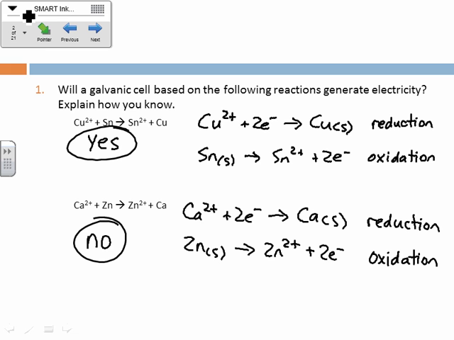Now, you could get this reaction to work by doing what? Passing electricity through it, right? Okay, so if you give it energy, then you could get this to work. You could make it work in the reverse direction. But again, the definition of spontaneous is it works without ongoing outside intervention, okay? So this one, the second one, you could get it to work through electrolysis, but it would not produce electricity. It's not a good voltaic cell.